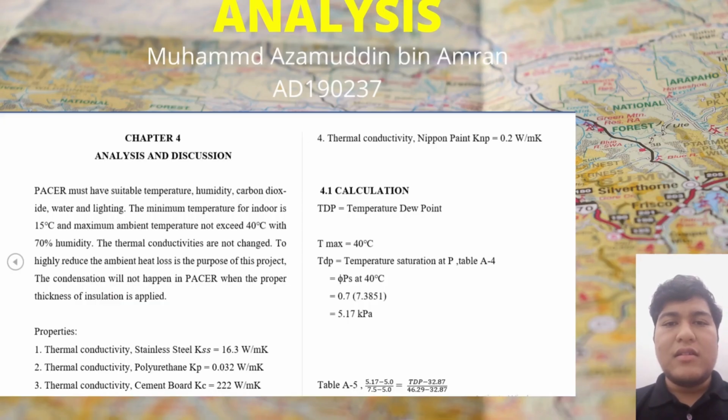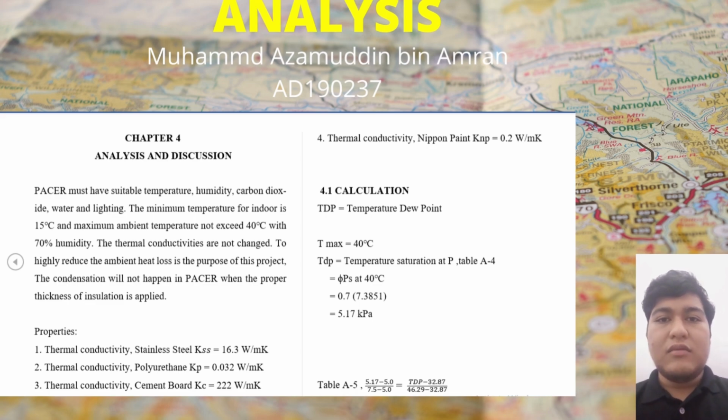Assalamualaikum. I will present the analysis and discussion. So first, we must identify the pacer must have suitable temperature, humidity, carbon dioxide, water, and lighting. So we identify the minimum temperature, the maximum ambient temperature, and the humidity percentage. After that, we identify the thermal conductivity for every material. After that, we calculate the TDP, which is temperature dew point.